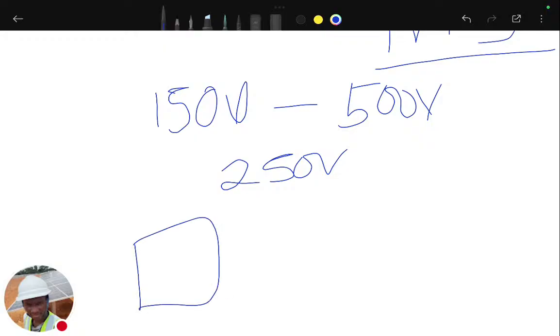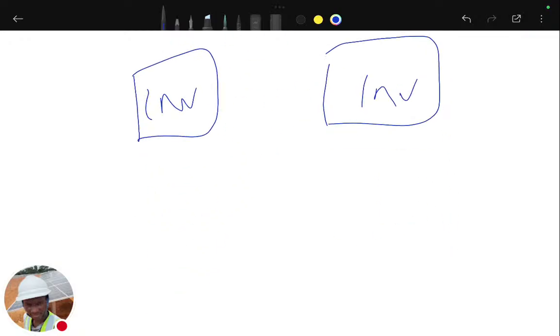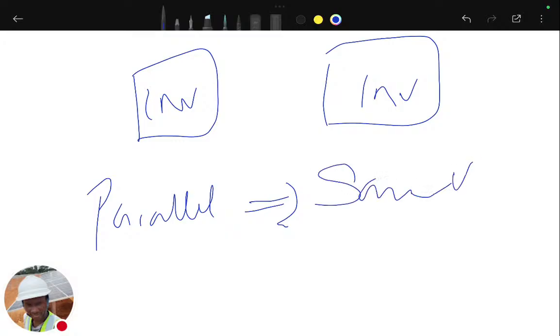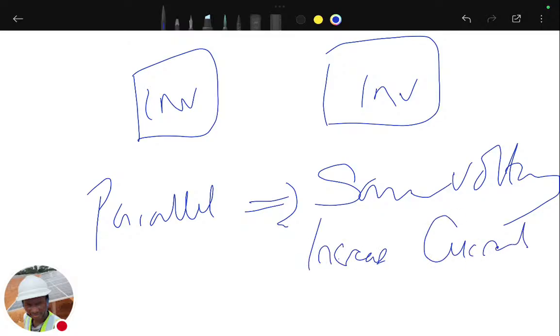When you connect two inverters in parallel, you will be getting the same voltage, as you know, and increased current. But if you were to connect them in series, you will get the same current, increased voltage. But this connection is not as simple as we did in batteries and in panels.